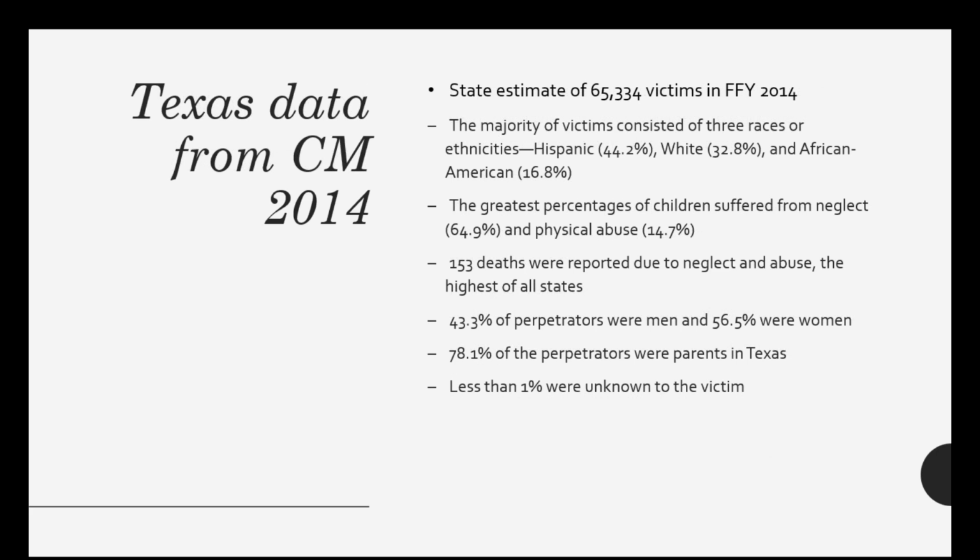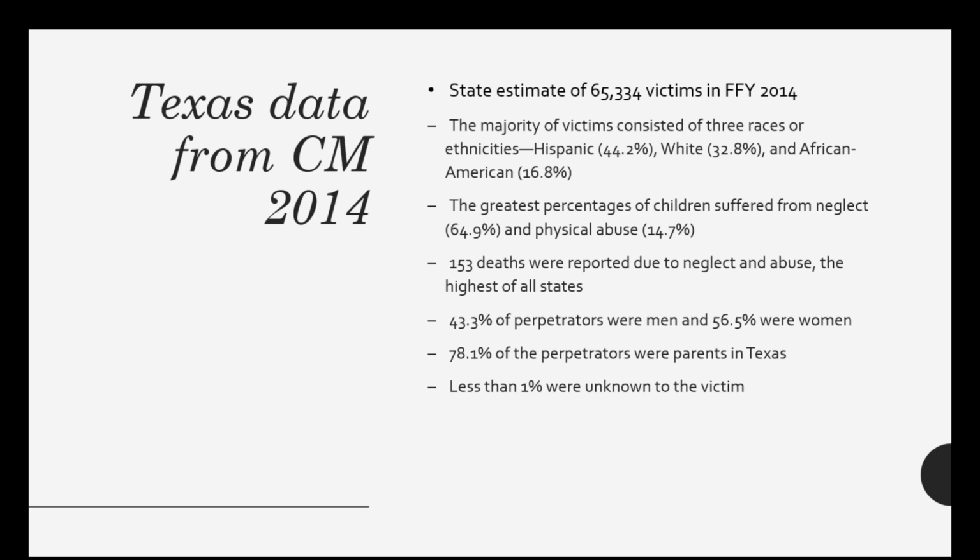So the Texas-specific data that started in 2014 is that the estimate for our victims reports in Texas is about 65,000. The majority of our victims in our state are Hispanic, followed fairly closely by white, and quite a few less African American victims, like half of the number of white victims. So you could see a very large portion Hispanic in this state. The greatest percentage of children suffer neglect and abuse. You can see that they are in line pretty much exactly with the national numbers.